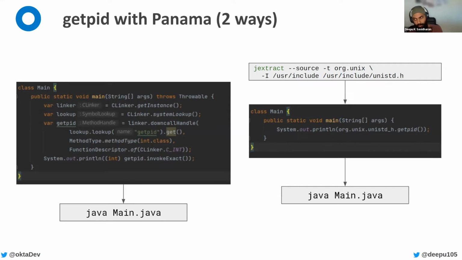And if you want to do it even more simply, then there is Jextract. That's the second way. You point to the C header file with the function. In my case, this was the unistd header. You point Jextract at that and run the command. It's going to generate a Java API for that. It places it in the folder and package that you specify, and then from your Java code, you just use it similar to any other Java API. So that's it, right?